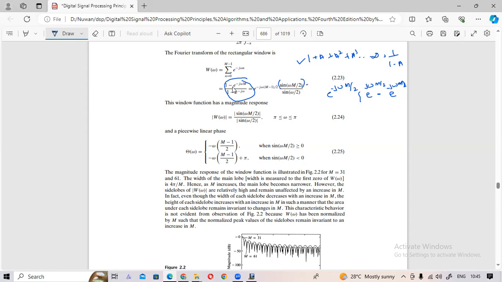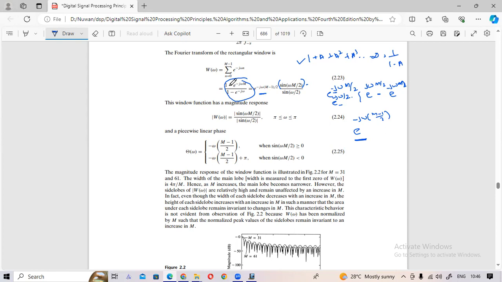And here also you can take out e to the power minus j omega divided by 2. So you will have e to the power minus j omega divided by 2 in the denominator. So that is sine of omega M by 2, e to the power j theta minus e to the power minus j theta, like sine of omega by 2. 2j is there, so the 2j cancels out, and you will have e to the power minus j omega (M minus 1) divided by 2, because you have to simplify this. That means e to the power minus j omega, M by 2 minus half. So you will have (M minus 1) by 2. So this term is there also.